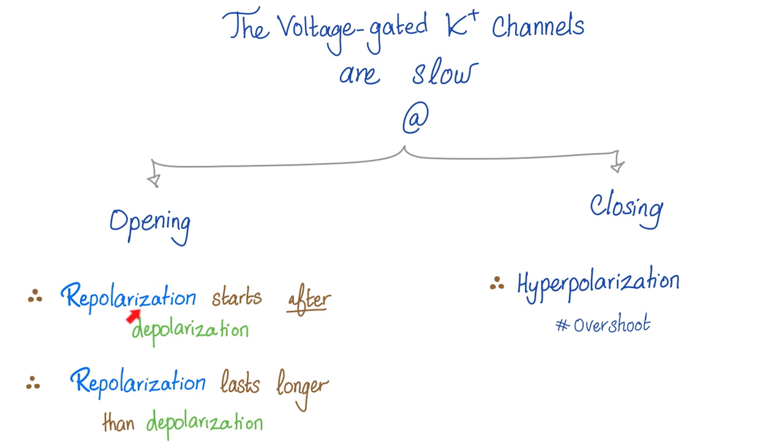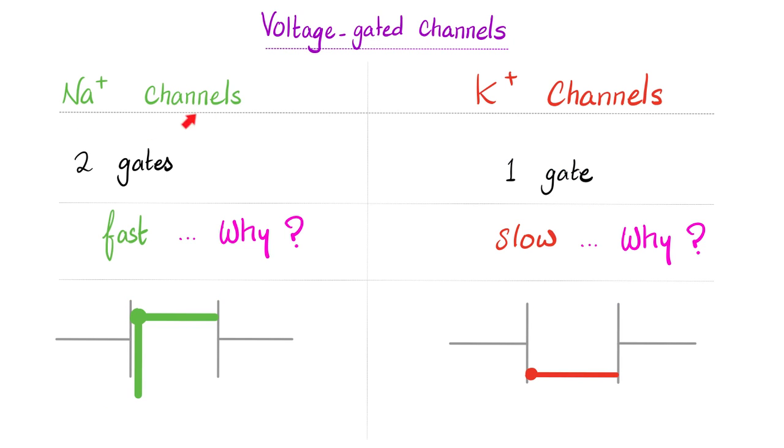Slow at opening. That's why repolarization starts after depolarization. That's why repolarization lasts longer than depolarization. Slow at closing. And that's why we overshoot. Sodium channels versus potassium channels. Why are sodium channels faster? Because they have 2 gates. Potassium channels are slower because they have 1 gate.